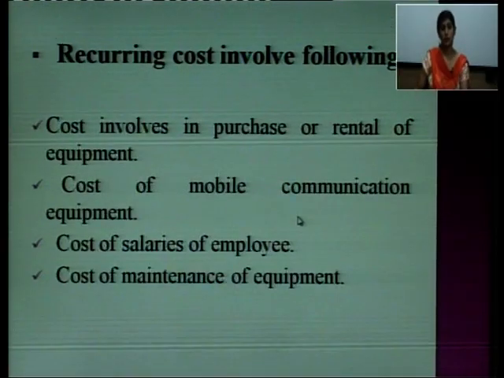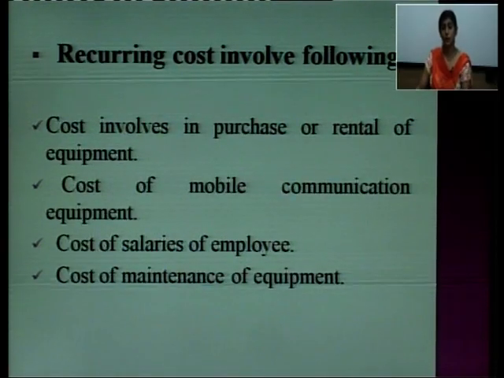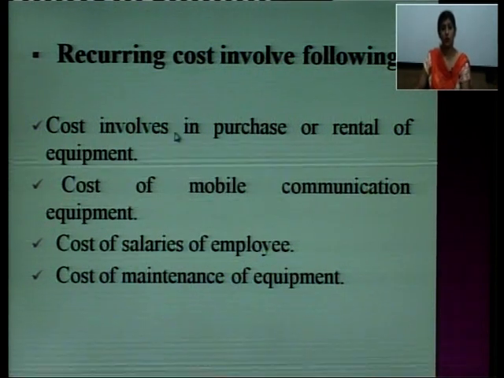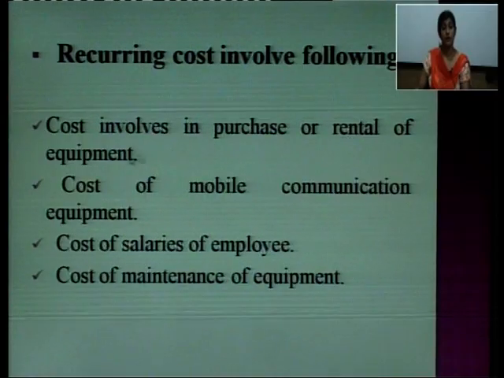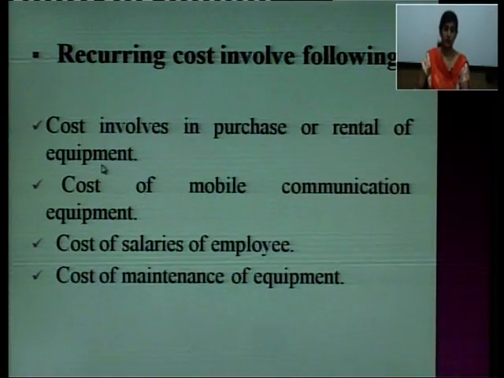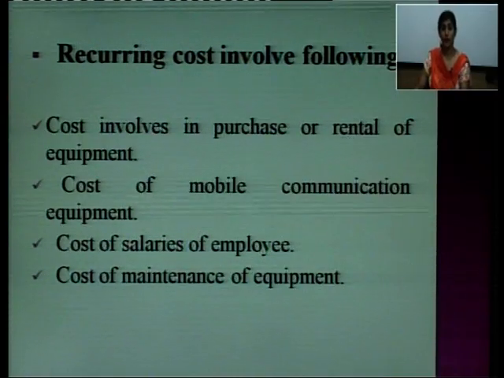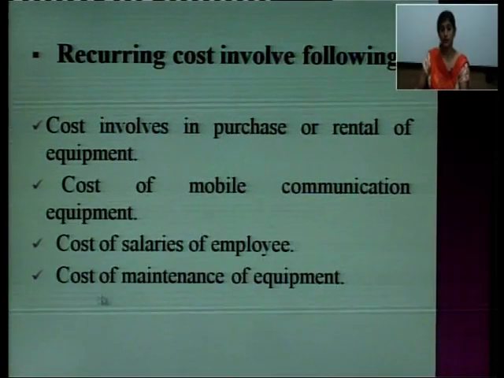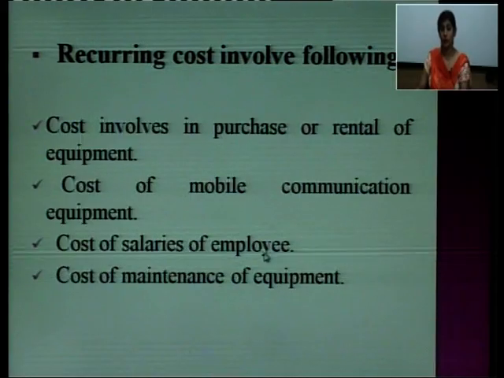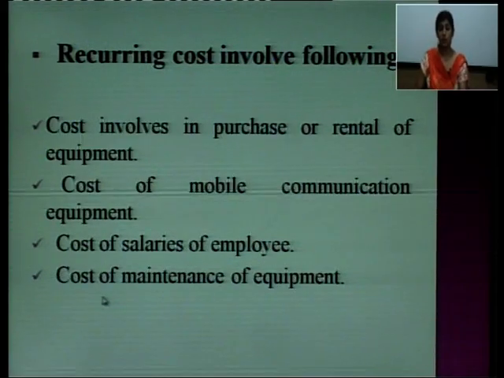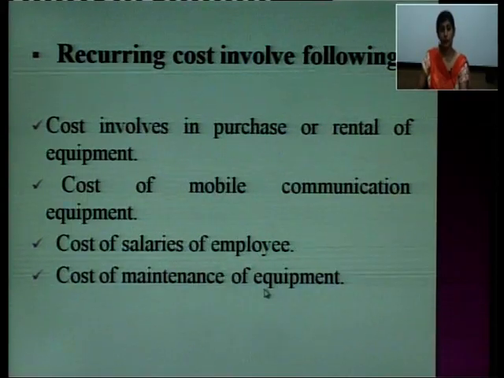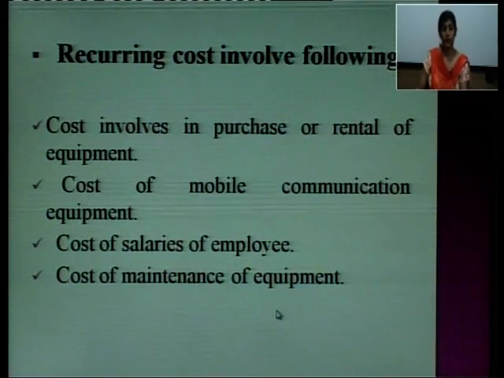Now, the recurring cost. Recurring cost means that we spend after implementing a project, that is cost involved in purchase or rental of equipment. This is we pay time by time. And next is cost of mobile communication equipments. Next is cost of salaries of employees, and next is the cost of maintenance of equipments. Clear what type of cost we include in recurring cost?